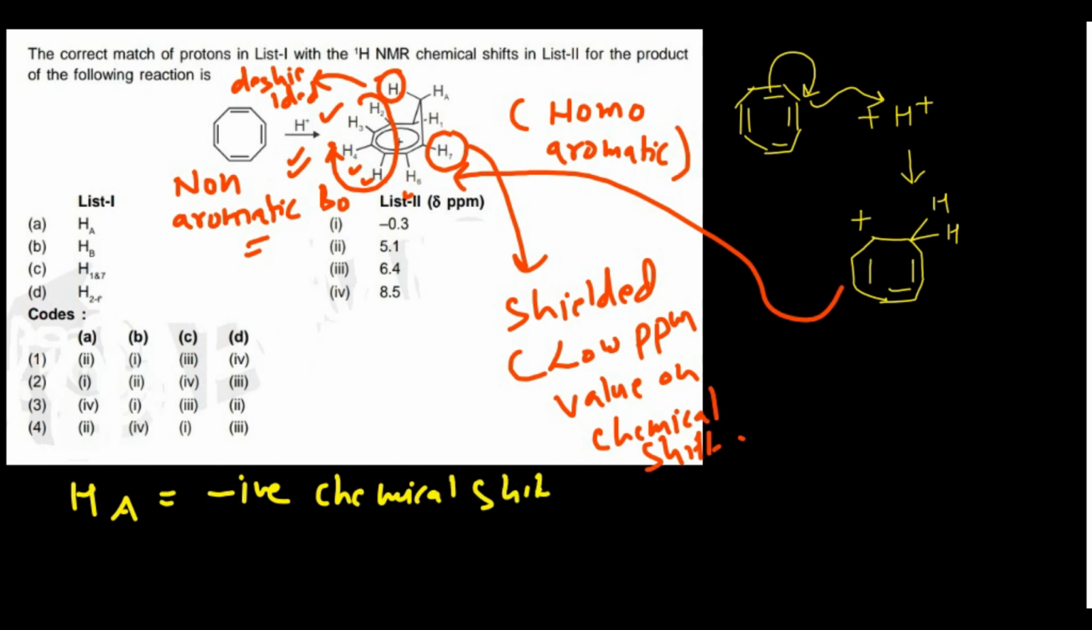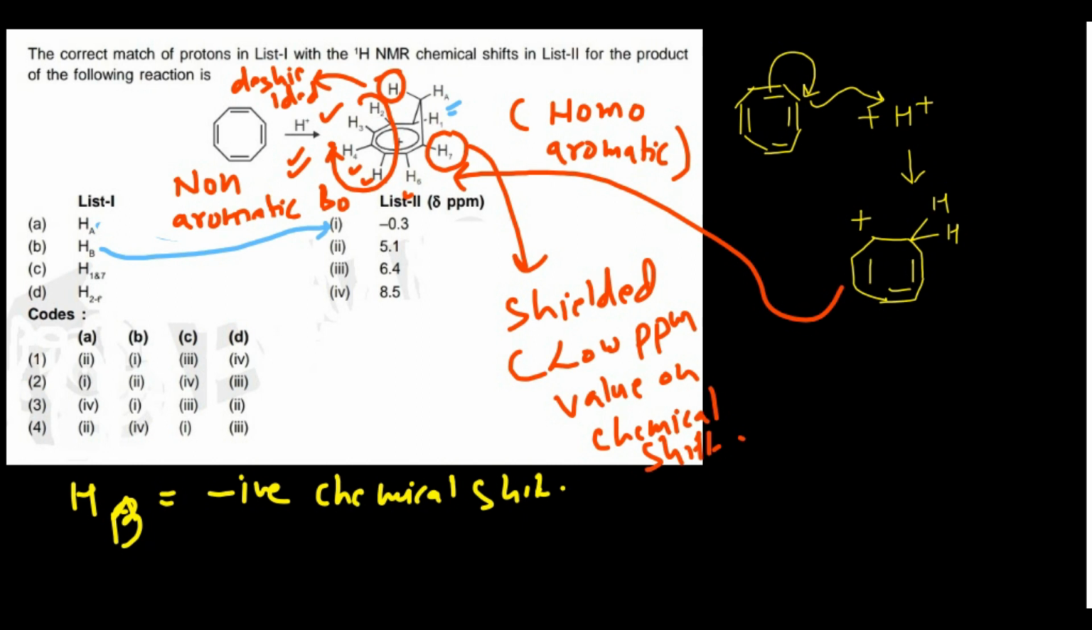And that means this HA should belong to option 1. So you can check whether HA is belonging, sorry, it was not HA. HA is here. This was HB, guys. Very sorry. This was HB, and so I have to delete this also. So that means in that case your HB should belong to the negative chemical shift. Very sorry. So check in the options whether HB is belonging to 1 or not.